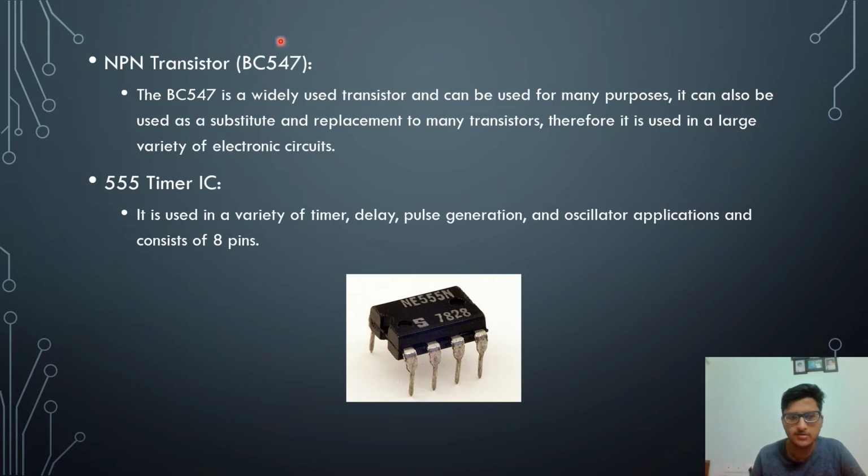Moving on, the other components which are used are the NPN transistor BC547. BC547 is one of the most widely used transistors and can be used for many purposes. The 555 timer IC is used in a variety of timer, delay, pulse generation, and oscillator applications, and consists of 8 pins. It also has a flip-flop arrangement inside, due to which it is mainly used in timer, delay, and pulse generation, because it flips the output on just one instant. So it would be very useful.